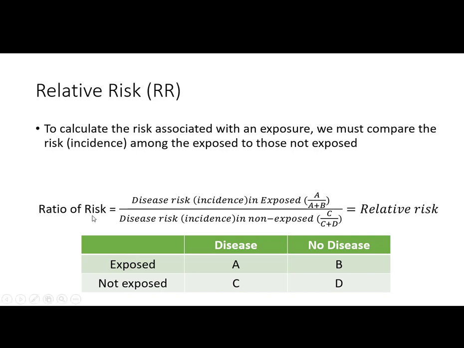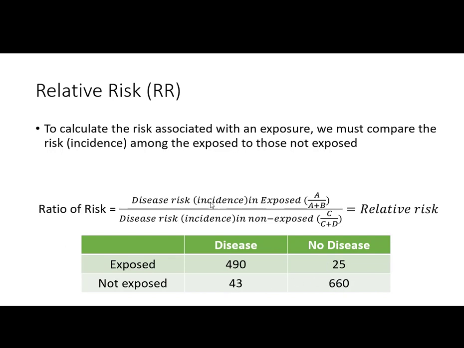So we have a ratio of risk: the disease risk or incidence in the exposed, which is A divided by A plus B, divided by the disease risk, which is the incidence in the non-exposed, so C divided by C plus D. So let's put in numbers. We have 490 and 25, 43 and 660.